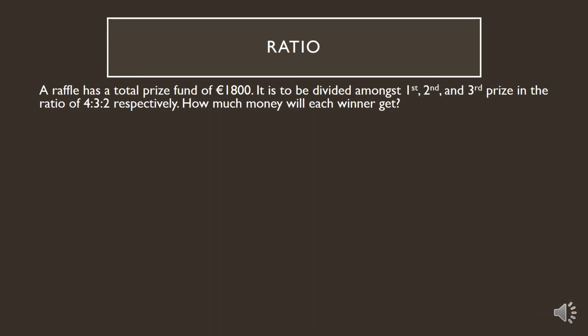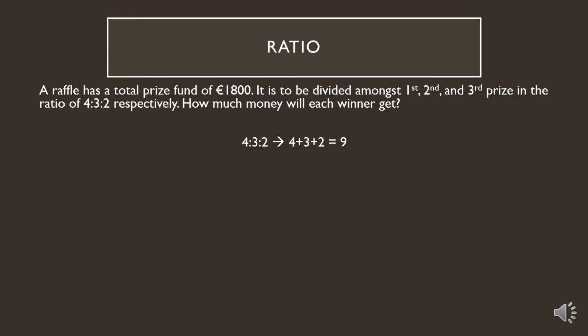Okay, another example. A raffle has a total prize fund of 1,800 euro. It is to be divided amongst first, second and third prizes in the ratio 4 is to 3 is to 2, respectively. How much money will each winner get? So this ratio has 3 portions. Okay, the first thing we do as before is to add up the parts. 4 plus 3 plus 2 gives 9.